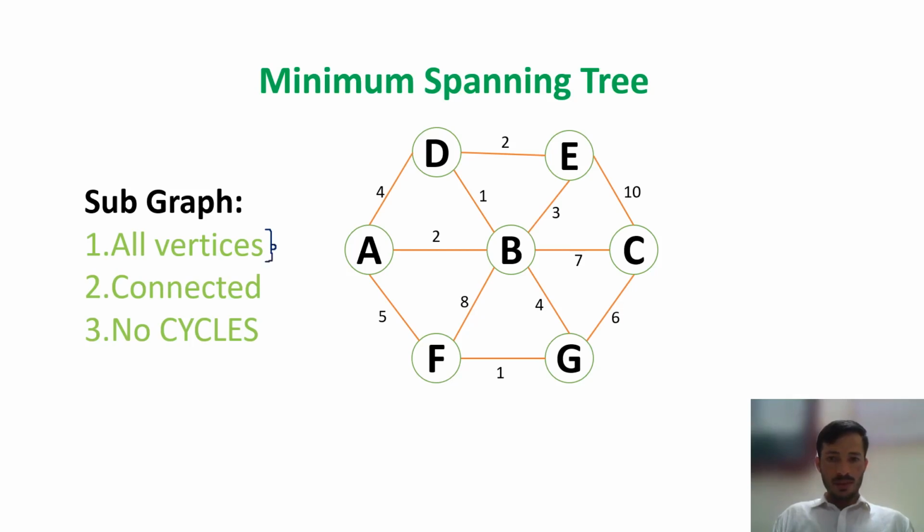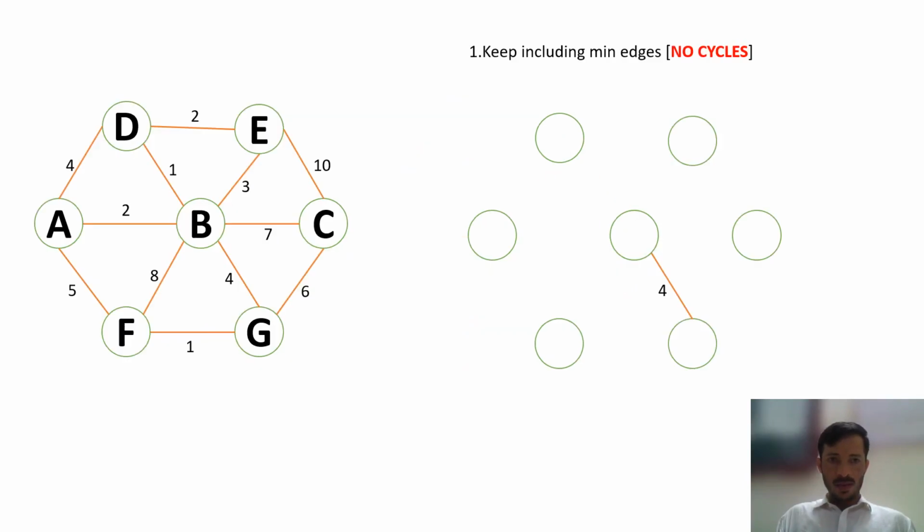And the second point is the subgraph should be connected. And the third one is there should be no cycles in the subgraph, meaning there should be a missing edge between vertices. So basically we have to keep one thing in mind, which is including minimum edges, no cycles.